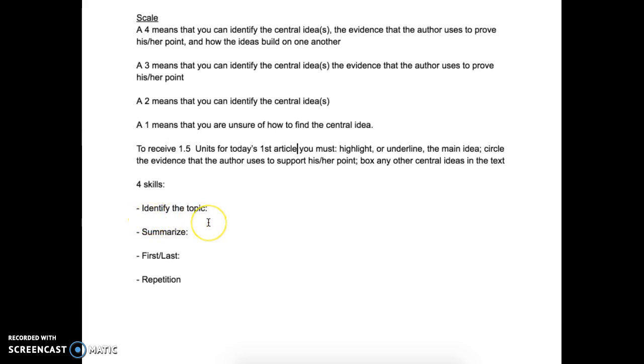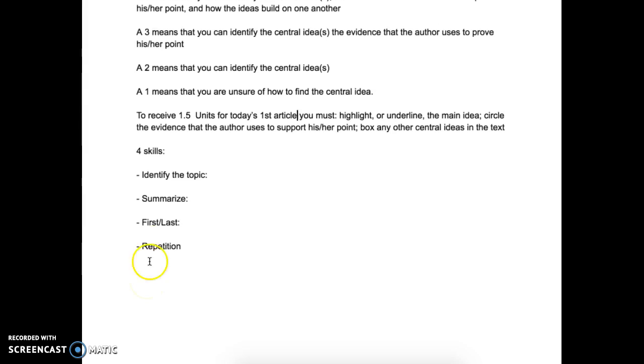First is to identify the topic. The second is to summarize the topic. We're summarizing the whole article in one sentence, 10 to 12 words. The first and last sentence of the article, so the first sentence of the article and the final sentence of the article. And most importantly, the repetition, the repeated ideas, the ideas that show up often. What is the author using to help prove his or her point? Ideas that show up multiple times throughout the course of your reading.